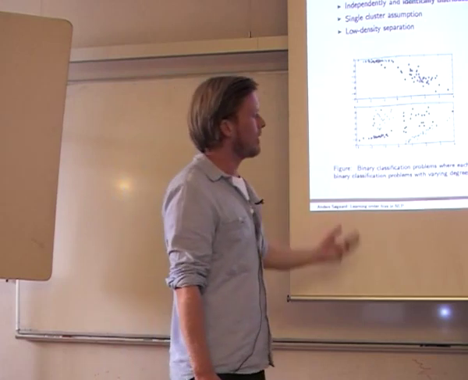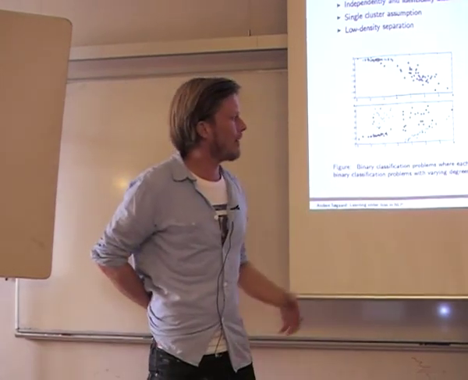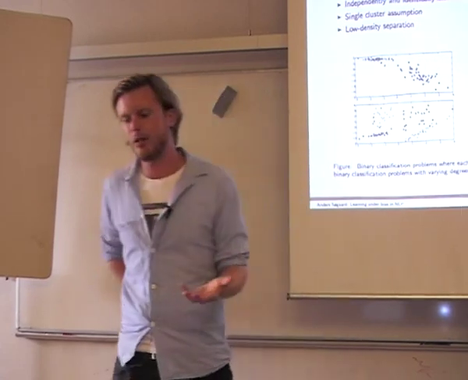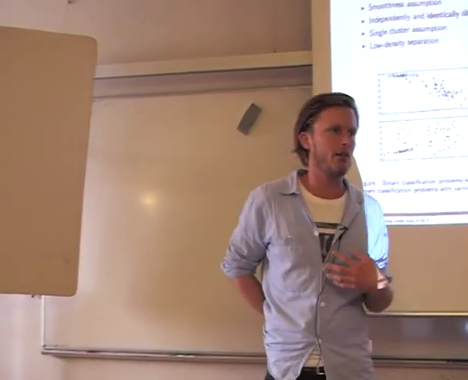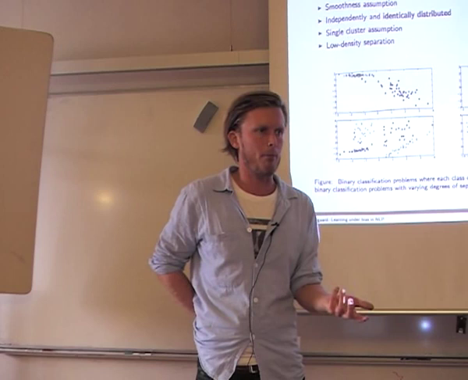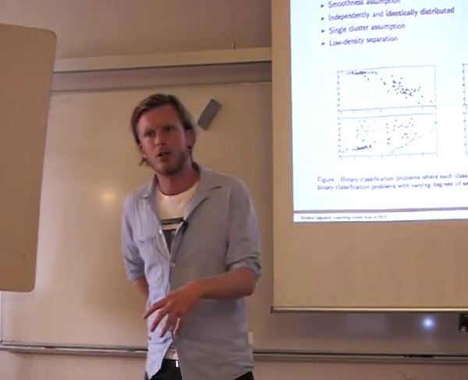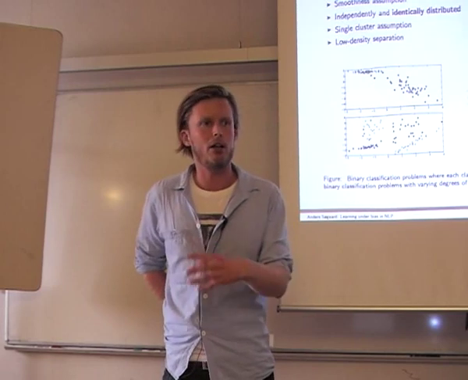Right. The second assumption is that data is identically and independently distributed. Being independently distributed means that, in spam filtering for example, if you get an email and it's spam, it doesn't change the probability of the next email being spam. When we get to structure prediction, we're going to be working with problems where the different data points are in fact dependent on each other.